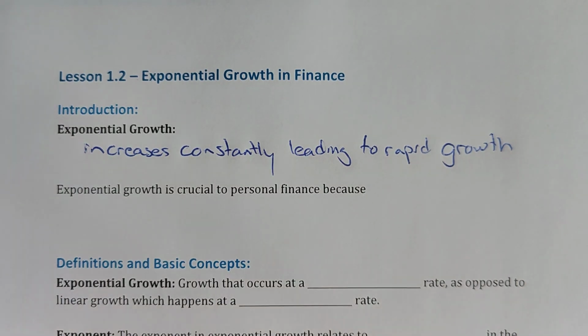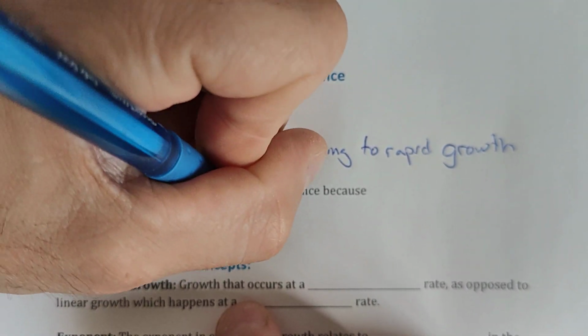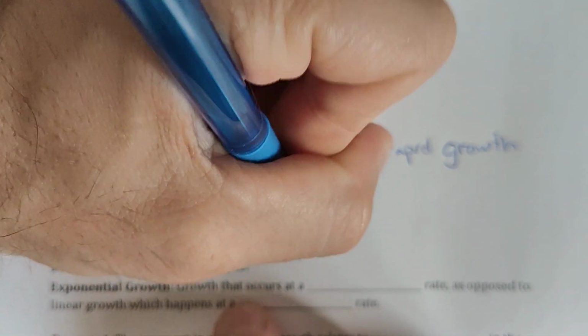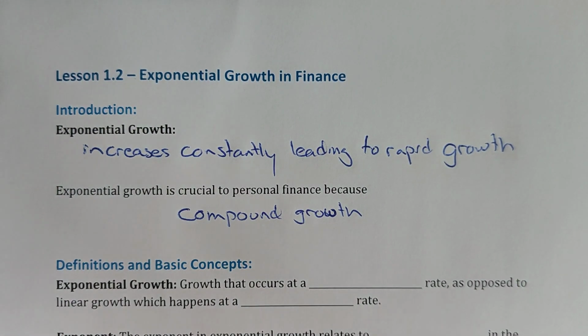Why is it crucial to our personal finance? Well, simply put, it is compound growth. We looked at compound growth in the last lesson. Exponential growth is the kind of parent to compound growth. Compound growth is a type of exponential growth.